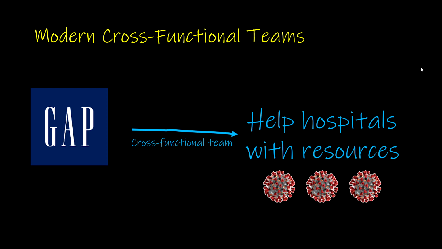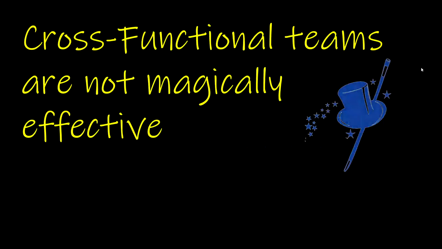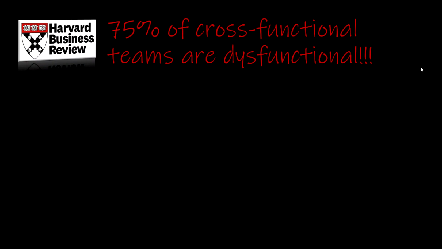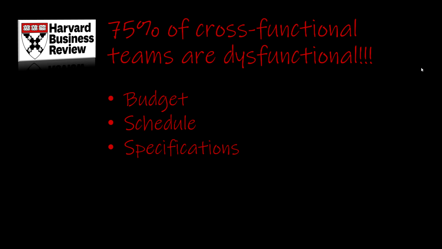Now, all this positive talk about cross-functional teams may make them sound fantastic, and they can be, but they are not magically effective. Okay? In fact, an article in the Harvard Business Review reports that 75% of cross-functional teams are actually dysfunctional. And the dysfunction is identified in a variety of places. For example, an inability to stick to a budget or a schedule or to meet specifications that were put out for the cross-functional team.